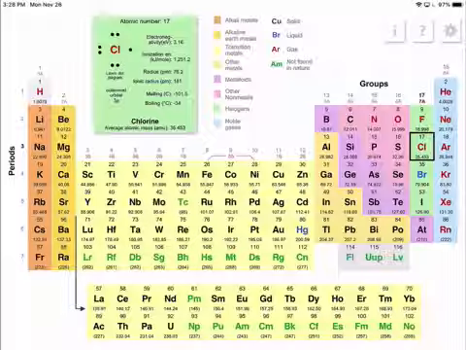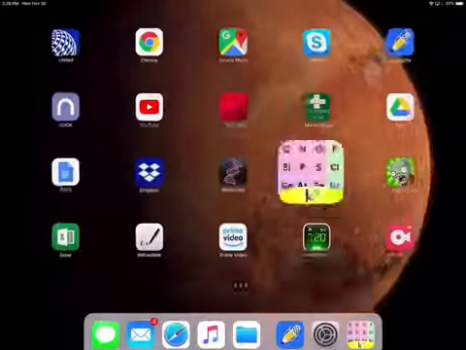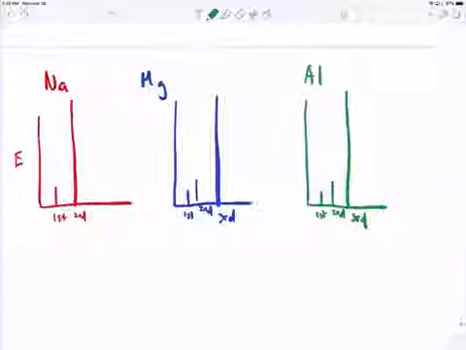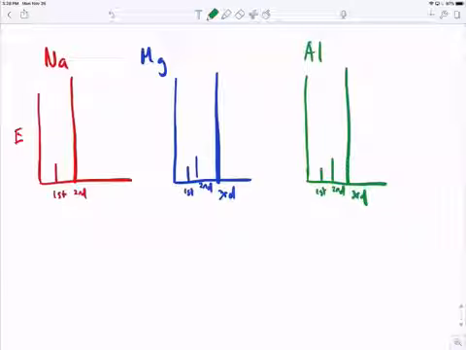So the successive first ionization potential, is this going to let me go back? Huh. That's nice. Usually kicks me off.